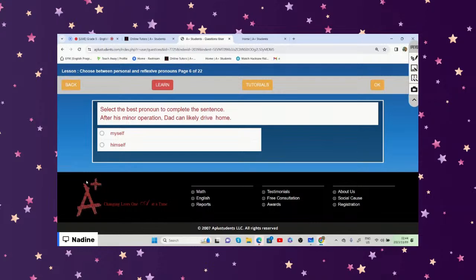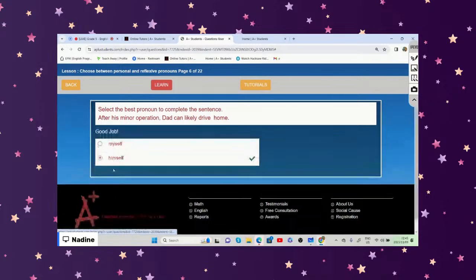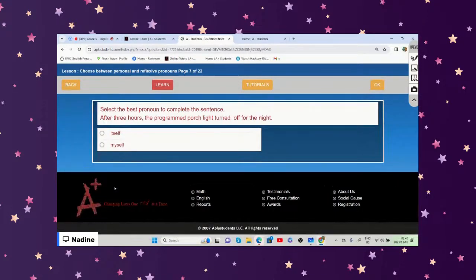So we can say after his minor operation, Dad can likely drive himself, right? As him, which assumes that it's immediately after maybe he came out of hospital. So now he's driving himself home. So well done. Himself is correct.